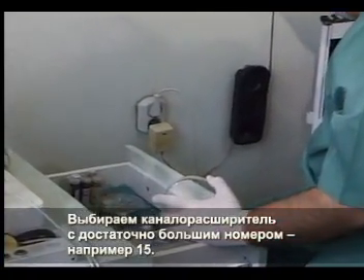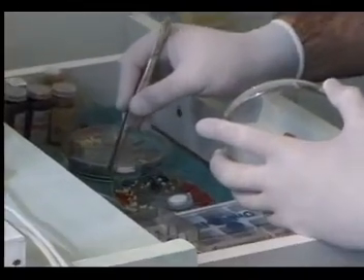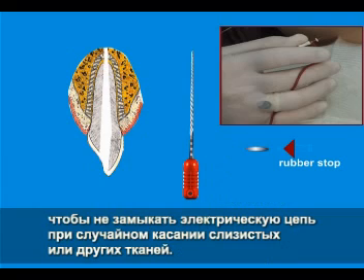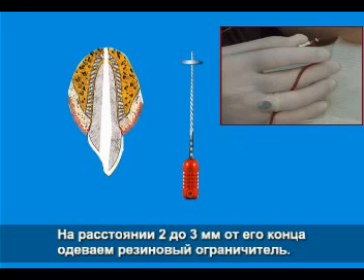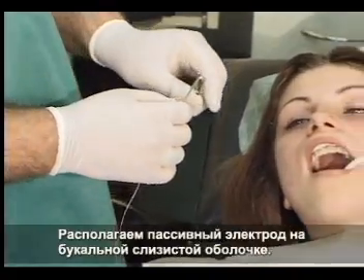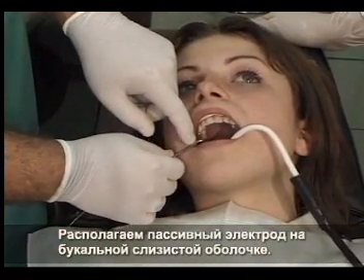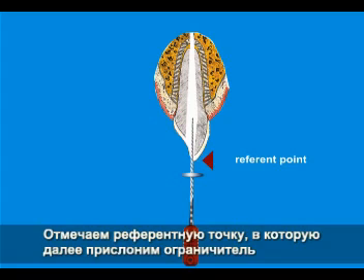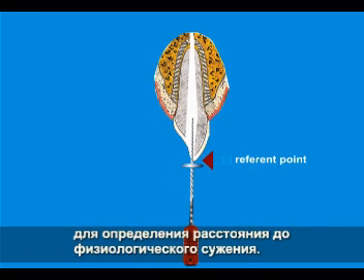Choose a file with a big enough number, 50 for instance. The file has to be with a plastic handle in order not to cause a short circuit on accidental touching of the mucous membrane or other tissues. Put a rubber stop on the file 2 to 3 millimeters across the tip. A passive electrode is put on the buccal mucous membrane. Mark a point where we will set the rubber stop, which we will further use as a starting point to determine the distance to the physiological constriction.